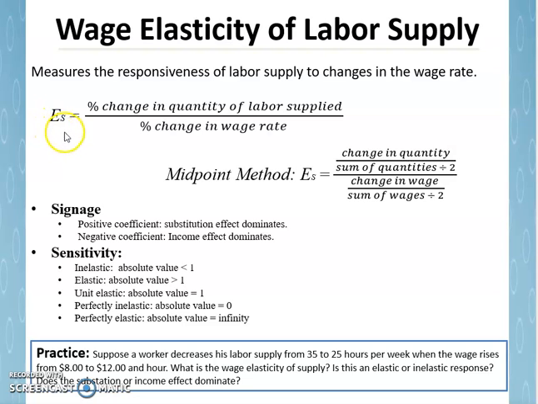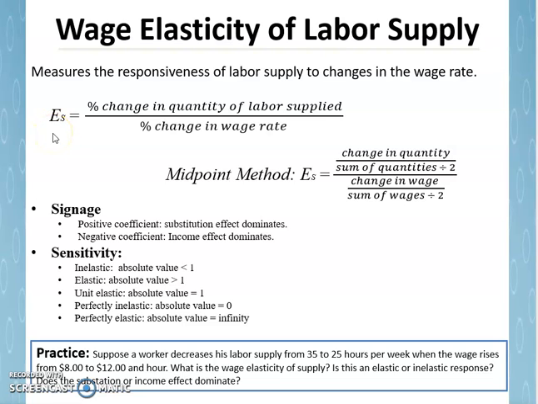The elasticity of labor supply is equal to the percentage change in quantity of labor supplied divided by the percentage change in the wage rate. Now, if you happen to have the percentages, you can just plug them into the numerator and denominator and calculate accordingly. For example, if the percentage change in the quantity of labor supply is 50%, and the percentage change in the wage rate is 25%, then I would take 50% divided by 25%, and the elasticity of supply would be 2.